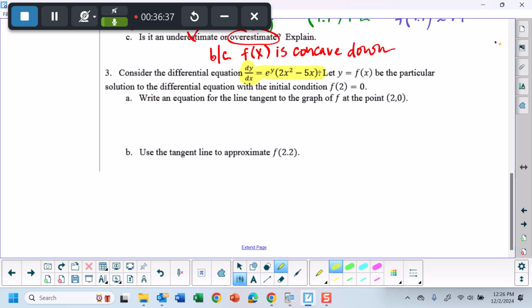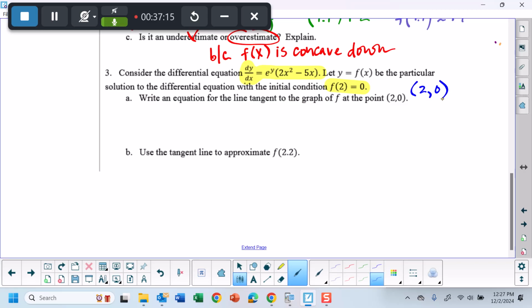All I have is my derivative. So it said, consider this differential equation. So somebody took the derivative, and there it is. Let y equals f of x be the particular solution to the differential equation. So that's a long way to say this is an input-output value that we know works. So at an input of 2, we get an output of 0. So we can write the equation of that tangent line, because all we need to do is figure out the slope at that point. Turn to your partner, get your calculators out, and figure out how to do that.